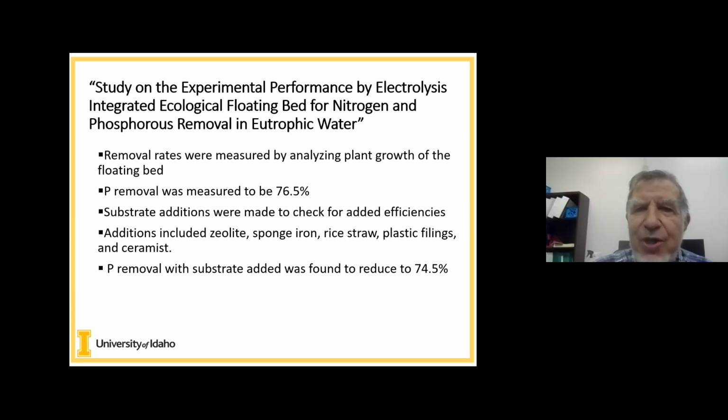Substrate additions were made to check for adding efficiencies. The substrates they were using included zeolite, sponge iron, rice straw, plastic filings, and ceramides. The phosphorus removal with substrate was actually reduced to 74.5%. The substrates obviously had a deleterious effect on the floating bed, and it reduced the ability of treatment. So they actually killed or destroyed some of the substrates.